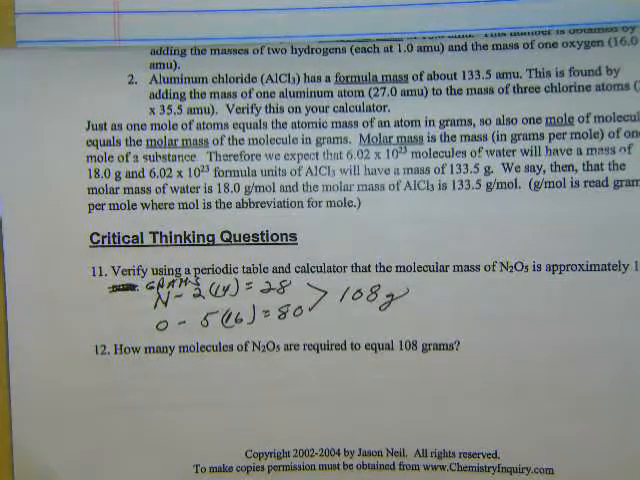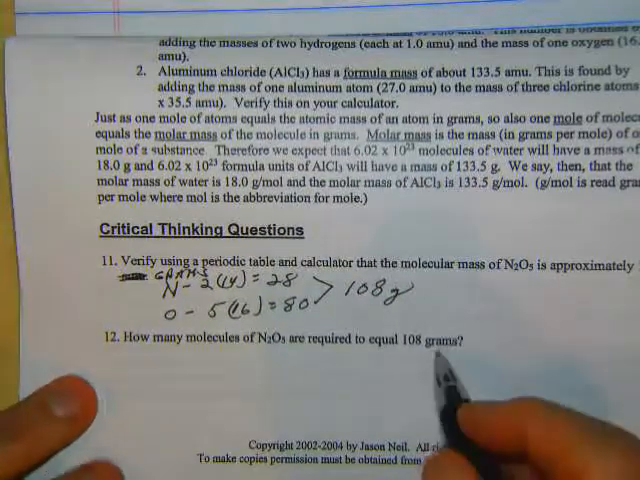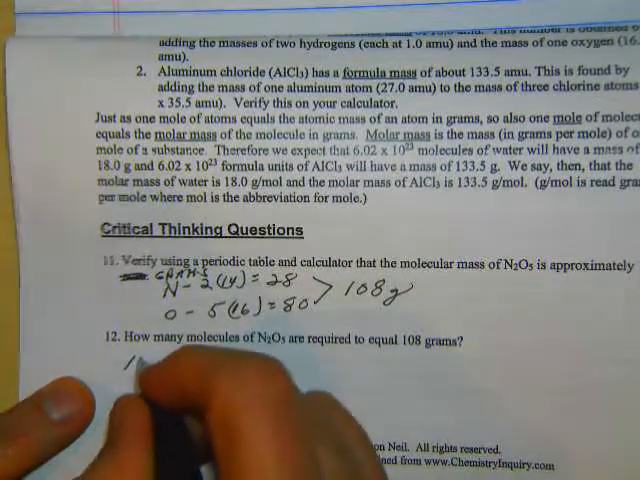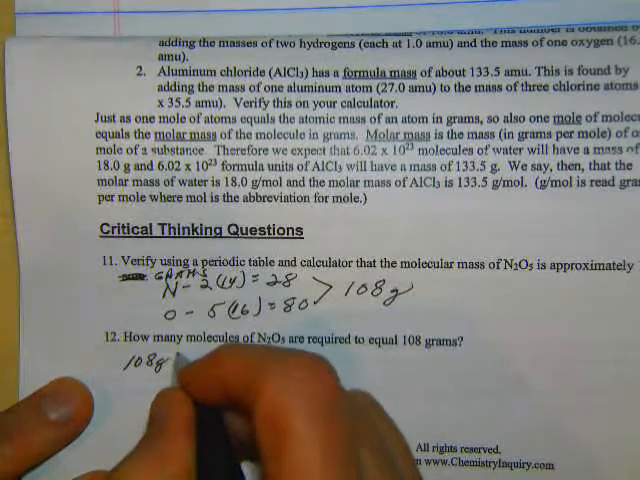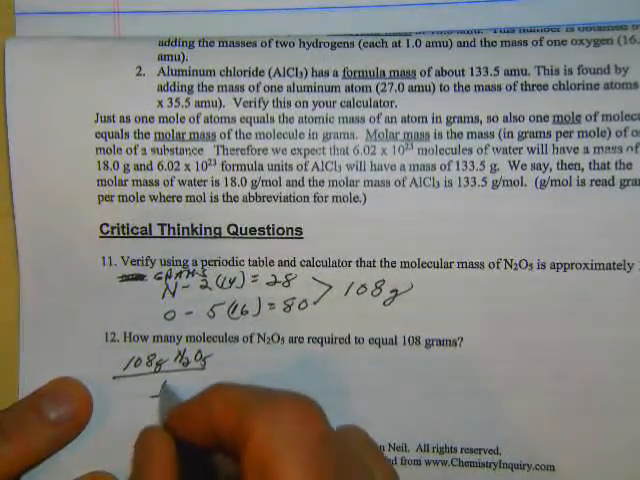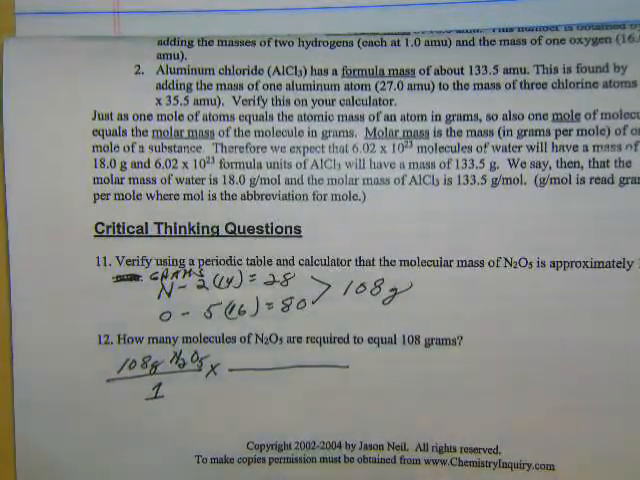The next problem says, how many molecules of dinitrogen pentoxide are required to equal 108 grams? Alright, so we're going to use the factor label method here. We want to get from 108 grams to molecules. So let's start with what we got: 108 grams of N2O5. I always like to put that over 1. One thing you should always do when you have something in grams, always convert to moles. That's a pretty good rule of thumb for everything here.